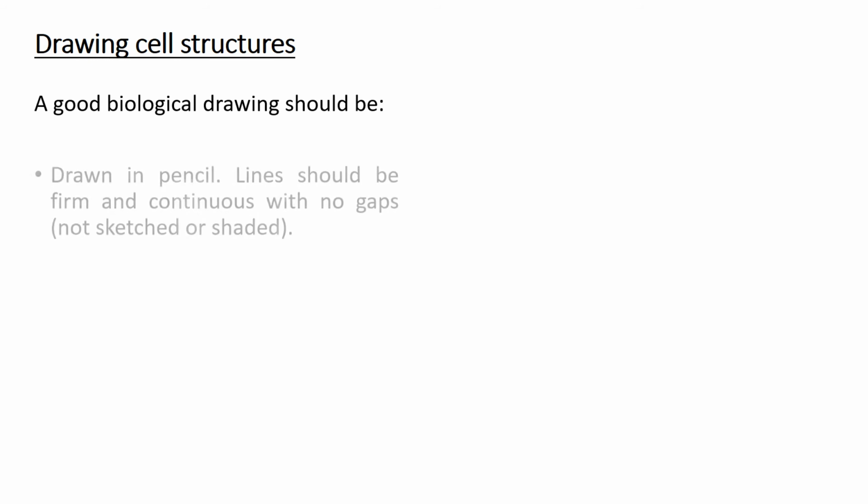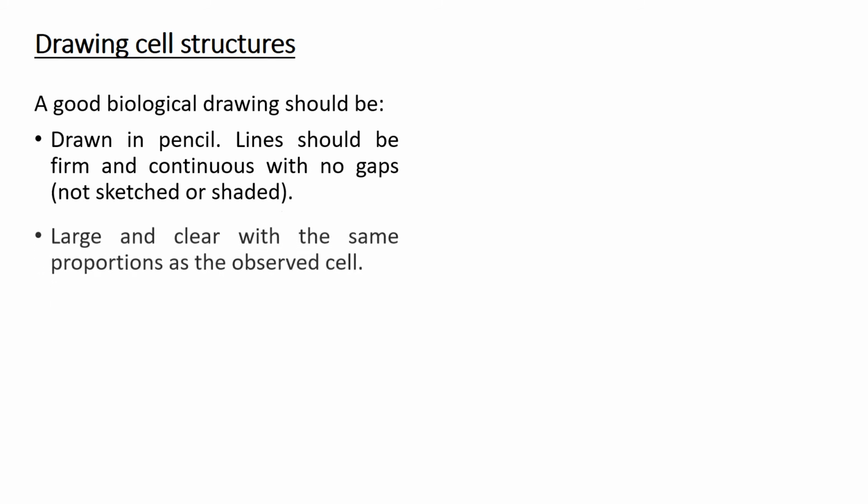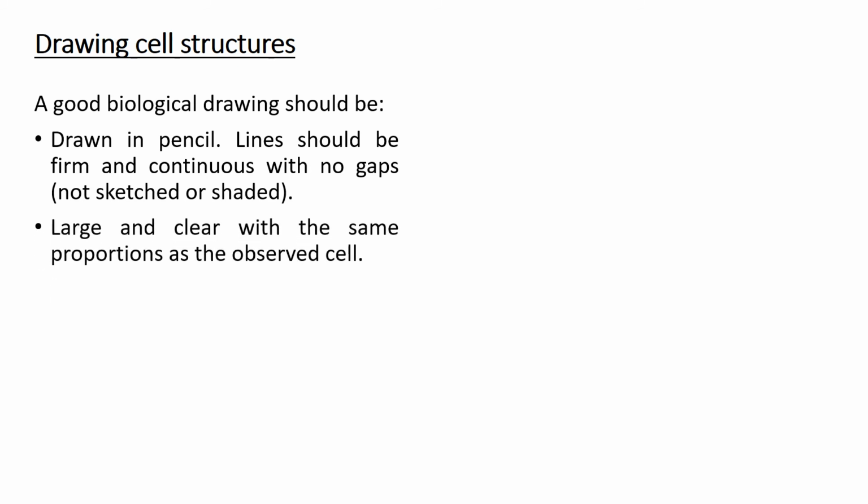So a good biological drawing should be drawn in pencil, and the lines should be nice and firm and continuous with no gaps. And it's really important that these are not sketched or shaded. They should just be a plain line drawing. They need to be large and clear with the same proportions as the observed cells. This isn't a cartoon, but it isn't got to be a masterpiece of art. So we do need to make sure that they are nice and clear and they're proportional, okay?